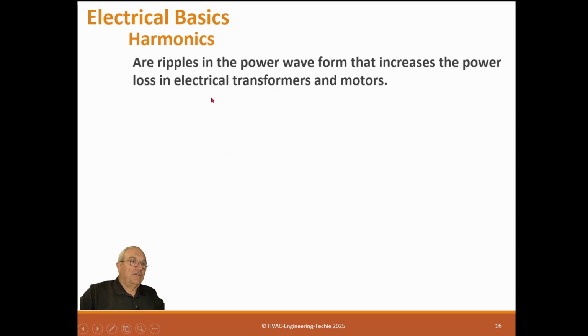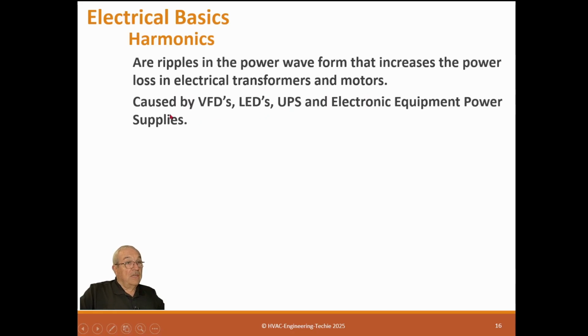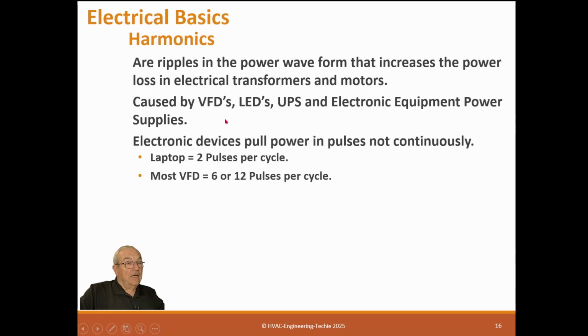Harmonics. There are ripples in the power wave. This is the power loss in electrical transformers and motors. The harmonics actually affect the efficiency of electrical transformers and motors, caused by VFDs, LEDs, UPS, and electronic equipment, power supplies, computers, in other words. Electronic devices pull power in pulses, not continuously. Remember, electronics are not analog at all. They're all digital, so they need to simulate a sine wave. They can't make it automatically.